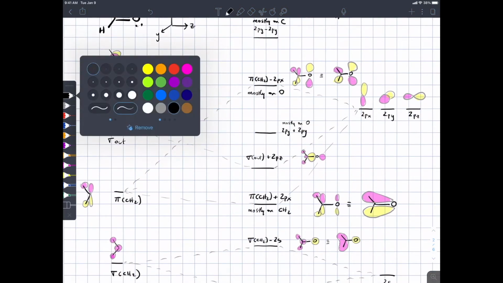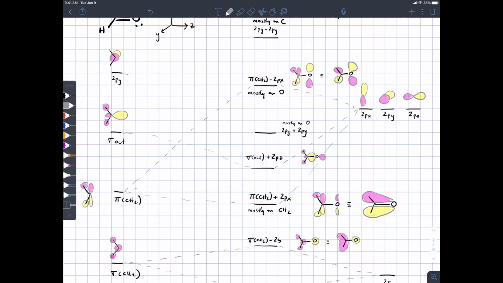So let's draw how that would look. Again, you can use dotted lines if you want to, only I'm not that good at it. I have to turn sideways and twist the iPad.